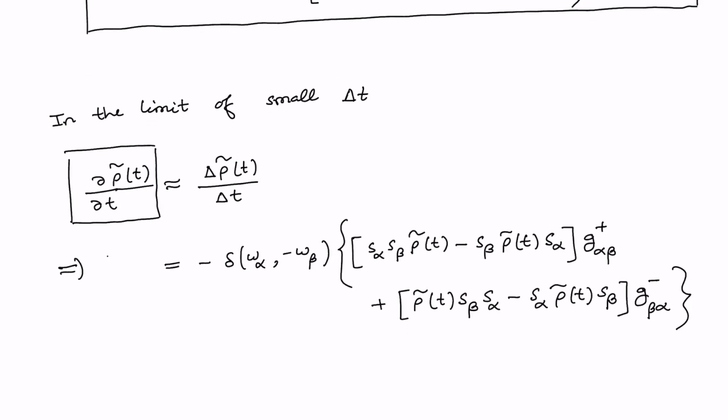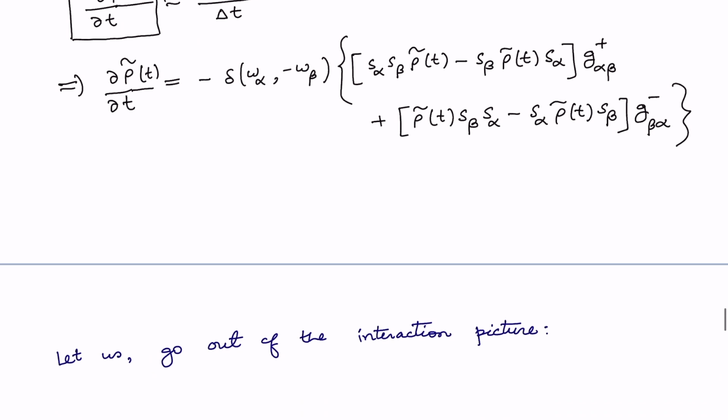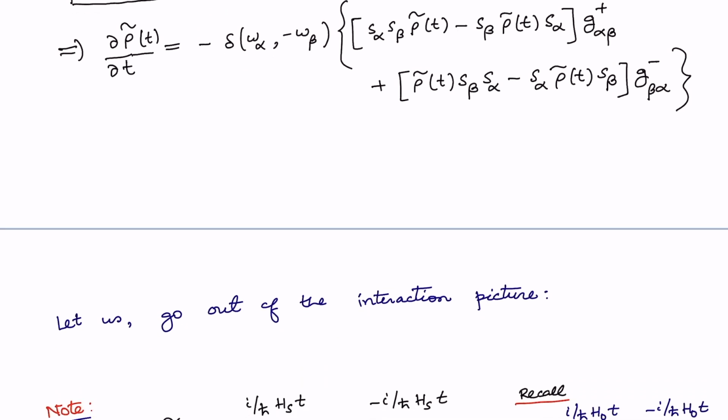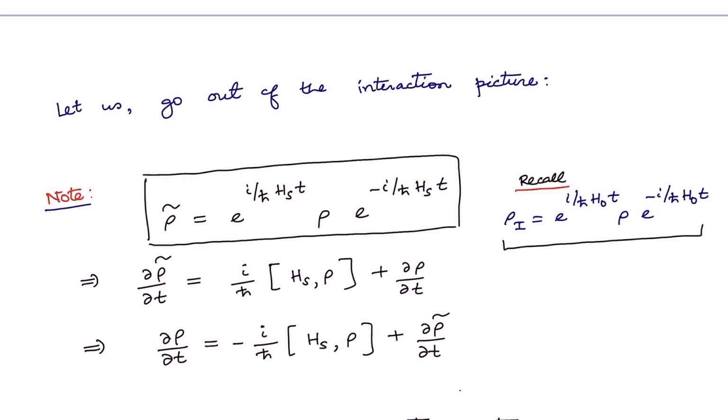So then I got the evolution equation for the density matrix for the system operator in the interaction picture in this particular form. Now we actually want to go out of this interaction picture. To do that, I can now write that my density operator for the system in the interaction picture is associated with the density operator for the Schrodinger picture by this.